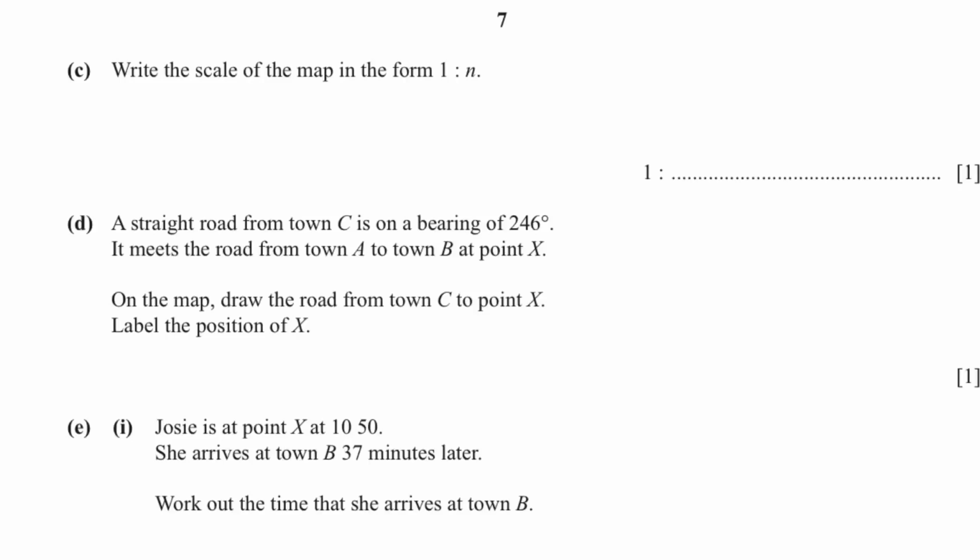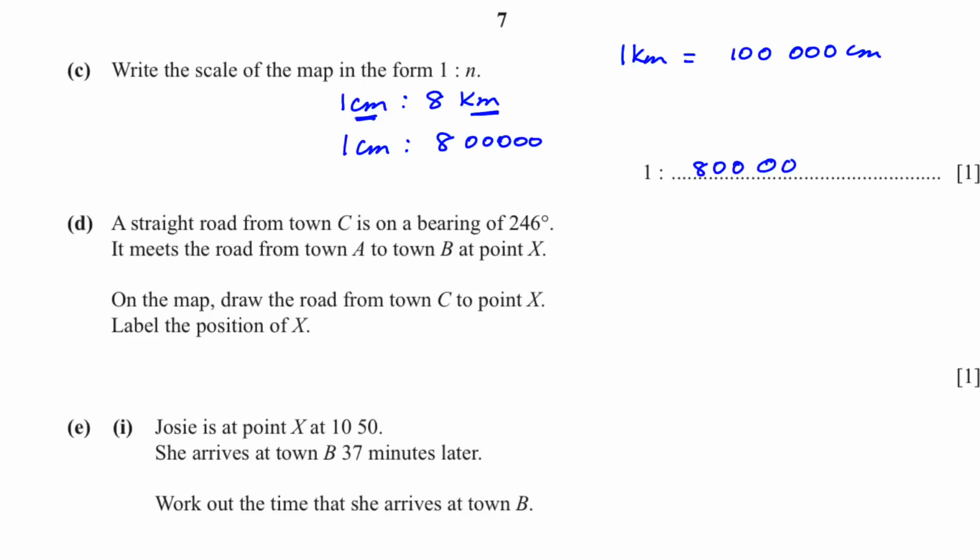Question number C. Write the scale of the map in the form 1:n. When you have to write in this form, the unit on both sides must be the same. We know that 1 centimeter is equal to 8 kilometers. This is centimeter here and there is kilometer here. I have to change it into centimeters. 1 kilometer is equal to 100,000 centimeters. Therefore, 1 centimeter is equal to 800,000. The answer is 1:800,000.